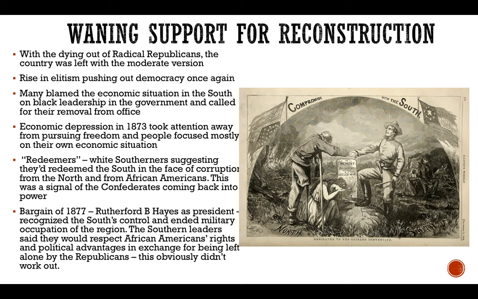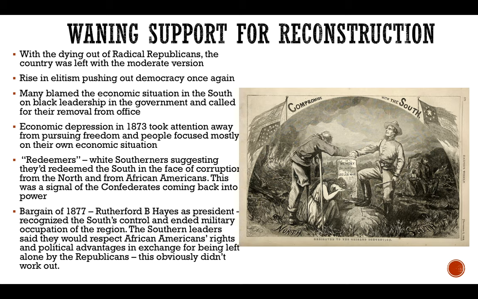And a lot of this has to do with this waning support for Reconstruction. So there was this fervor and this intentionality behind creating this new nation following the Civil War, kind of hitting reset. But many of the opposition tried to pull down these ideas and tried to push people from the center more towards their ideas. So with the dying out of the radical Republicans, they became older, or many of them were killed. The country was left with a more moderate centrist version.